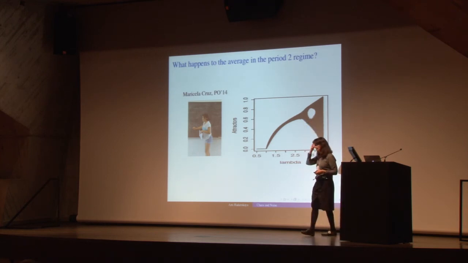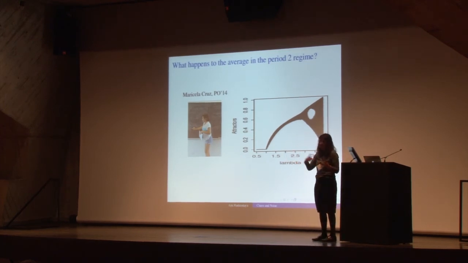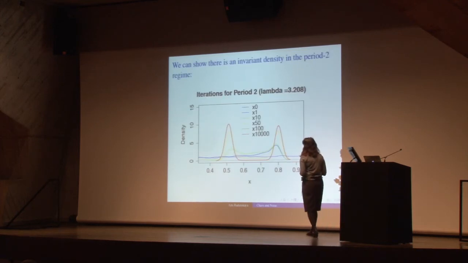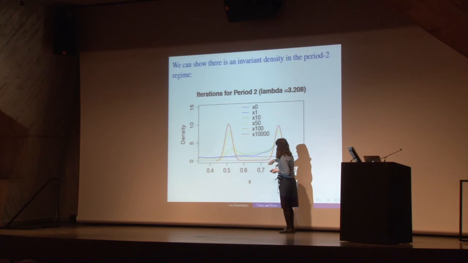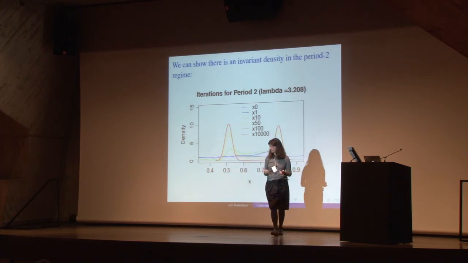And Maricela looked at whether the average was now also smaller, like it was in the case we looked at before, when you added the randomness. And it turns out that here you get a density, an evolution of densities. So here she's showing the density evolving. And you get this sort of two-humped density. It makes sense because it used to be period 2.